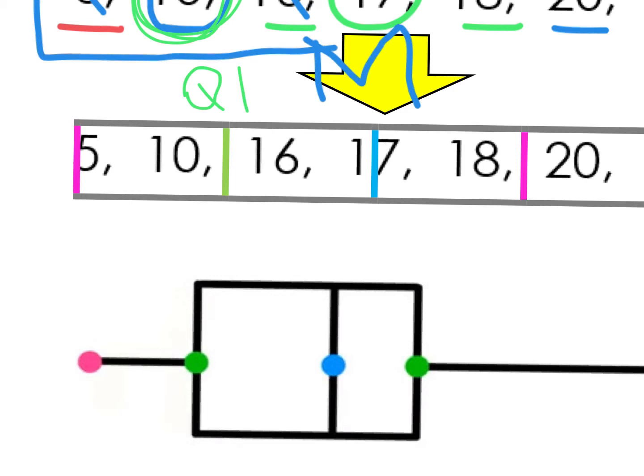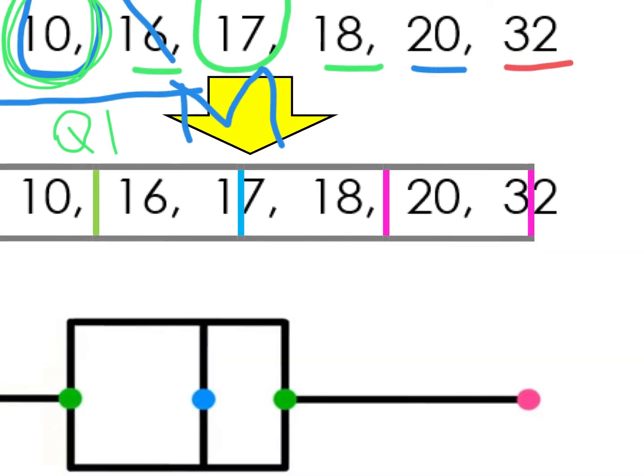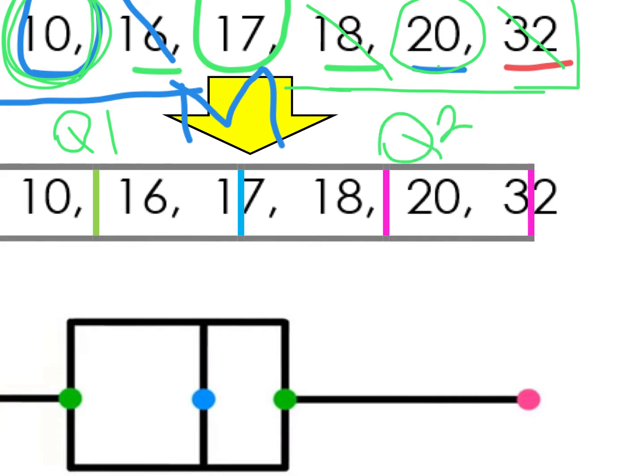Then I'm going to look at the second half of numbers here. This is called the upper half. So this is how we find our upper quartile. And I'm just going to take the median of these 3 numbers. So I'd go 1, 1. And here I can clearly see that 20 is where it's split. So 20 would actually be quartile 3.